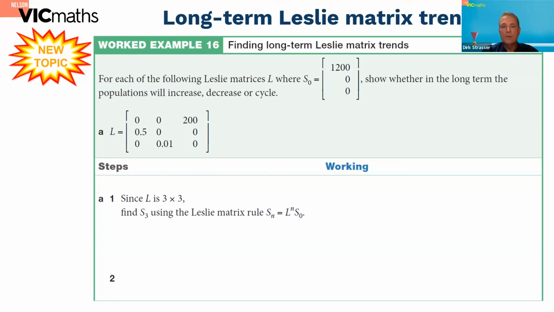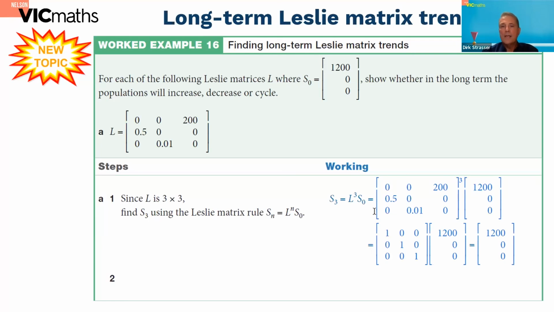So we would use the rule for Leslie matrices. You wouldn't go to the trouble of doing the recurrence relation method. So you raise the Leslie matrix to a power of 3, and you can see from that answer that S3 ends up being exactly the same as S0. So they're the same. So we compare them. Since they're the same, the population will cycle every 3 time periods.